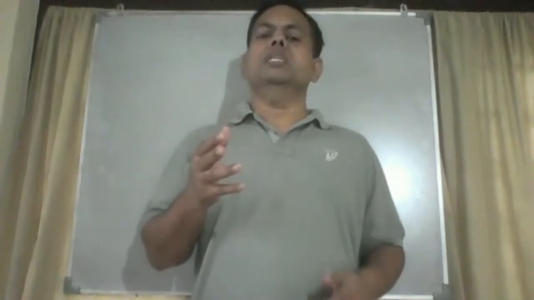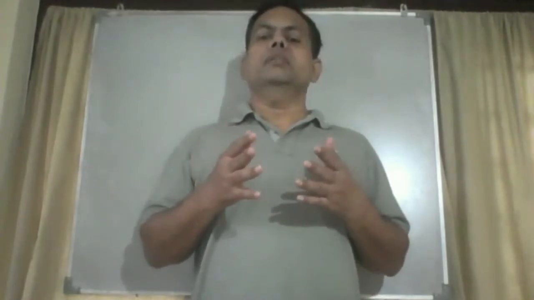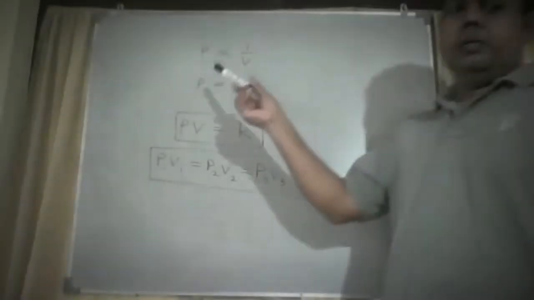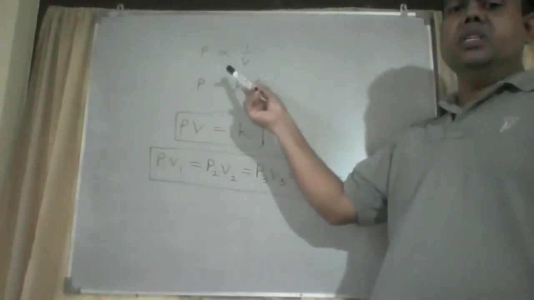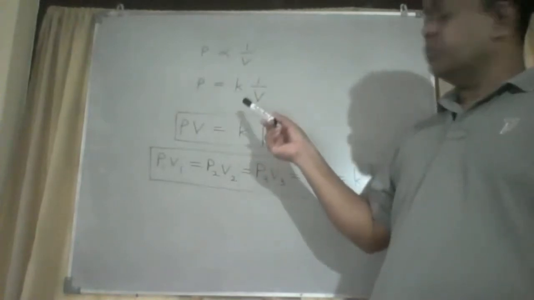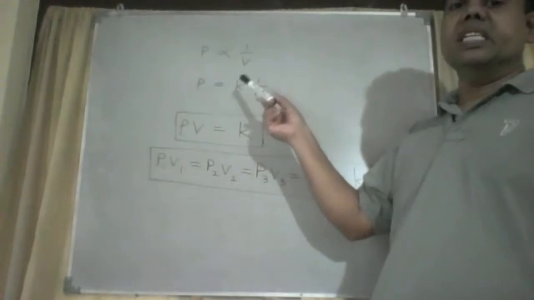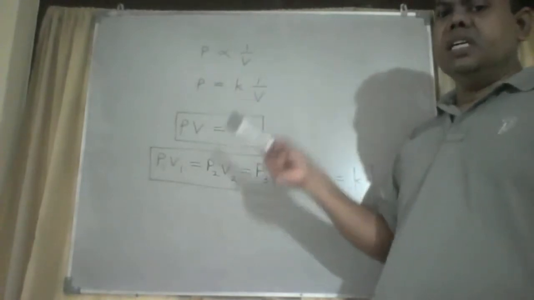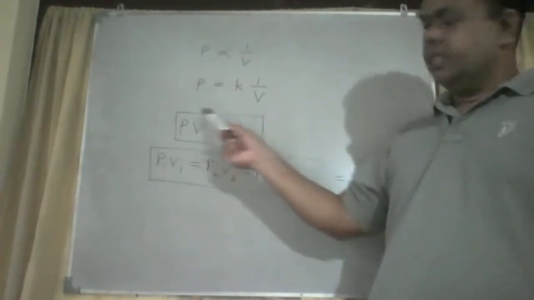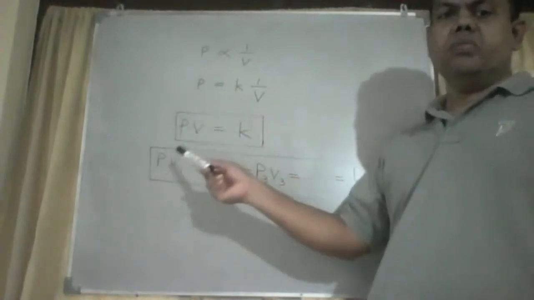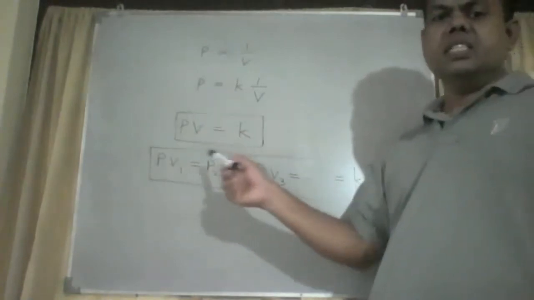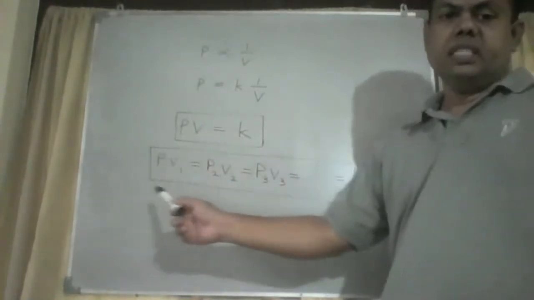This relationship can be written down as follows. P is proportional to the reciprocal of V. Introducing a proportionality constant, P equals K times 1 over V. PV equals K. This is the mathematical form of Boyle's law. The same relationship can be written as this.